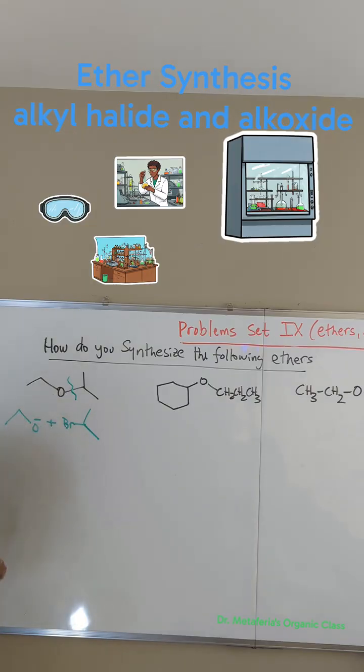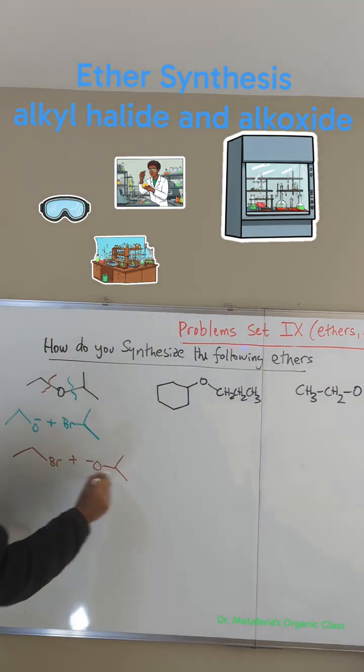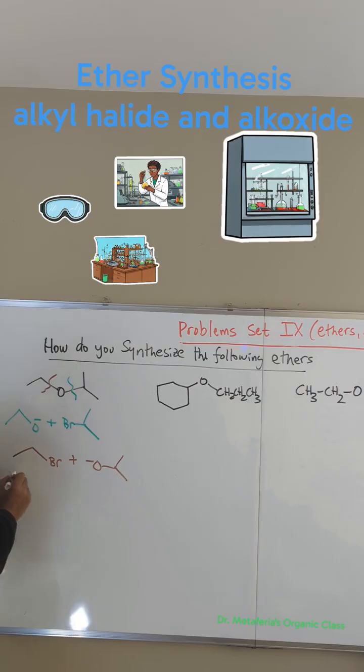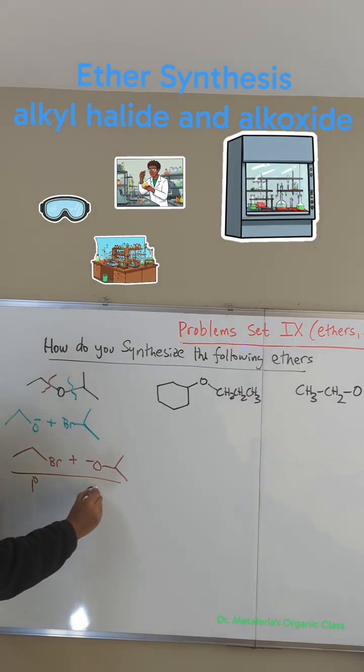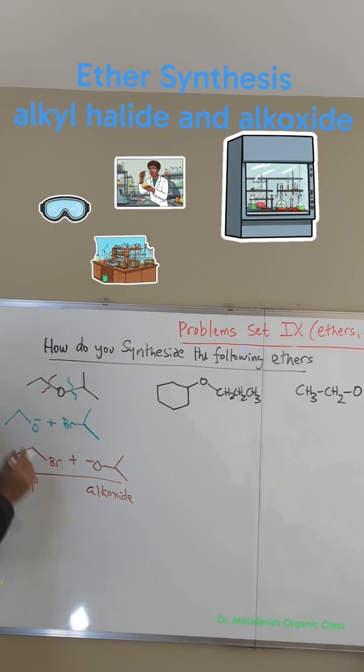For example, if I cut this on this side, that means the alkyl halide would be the bromide right there, plus the alkoxide would be the isopropyl oxide. So this is the best combination, where you have a primary alkyl halide and you have the alkoxide. So that would be a good combination. This would not be very favorable.